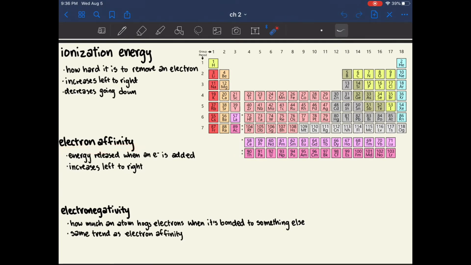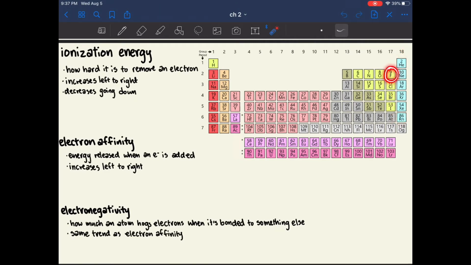Electron affinity is defined as the energy released when an electron is added to an atom. And this increases from left to right because of the same reason, because of effective nuclear charge and because the noble gas configuration is most stable. So using the example of lithium again, lithium doesn't want to gain an electron, because if lithium gained an electron, it would get further away from its most stable noble gas configuration.